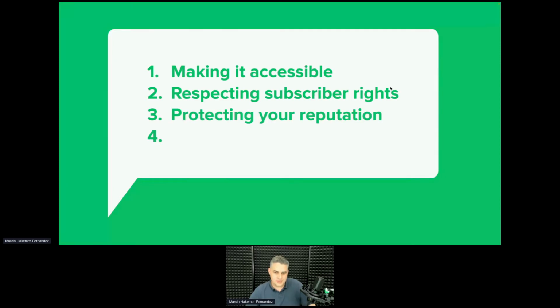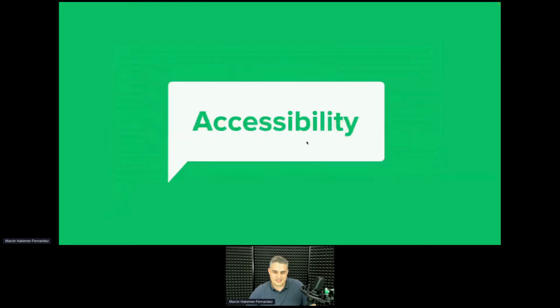Then, protecting the reputation of your mailing list and your own reputation in terms of being in touch with your email service provider. And also increasing deliverability rates, which is a quick hack you can use to instantly increase your deliverability rates. So let's start with accessibility.